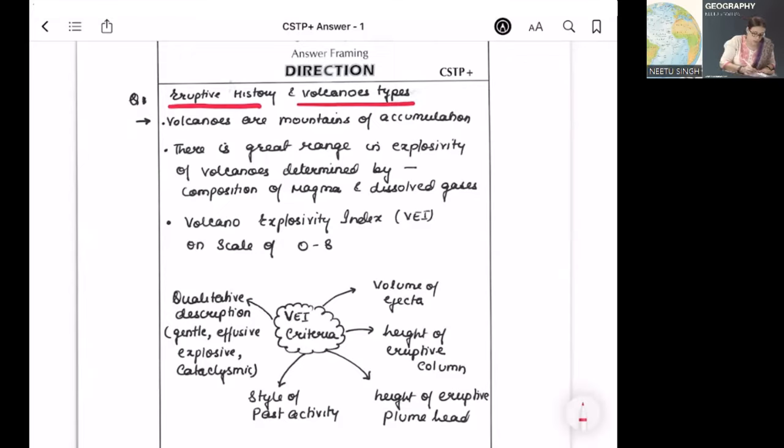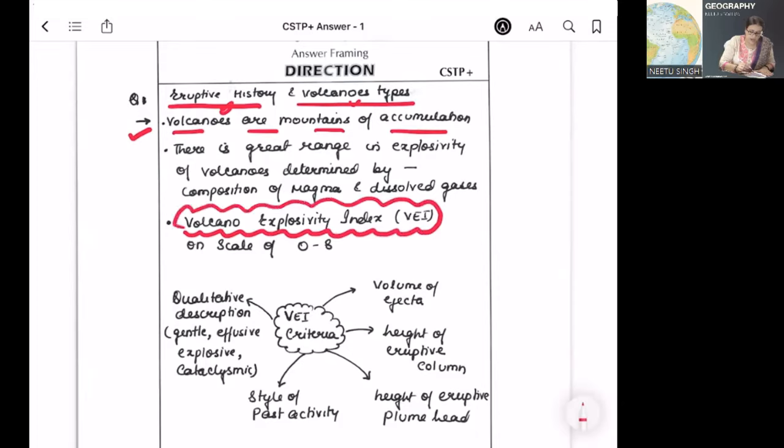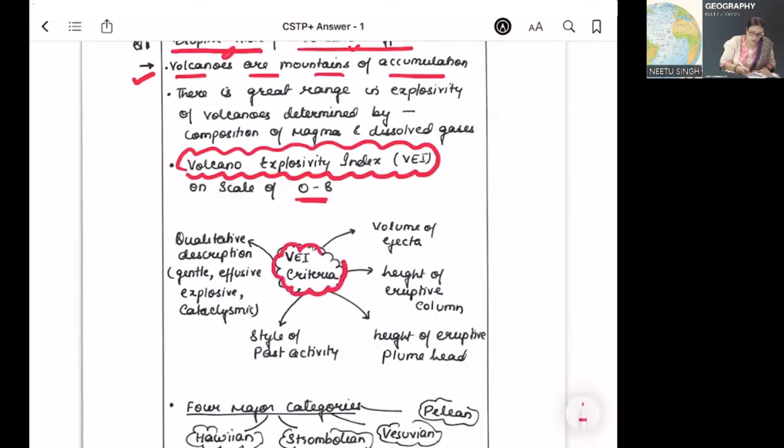Now, every aspirant by default will start with: the volcanoes are mountains of accumulation. They are second order relief features, we write it. And when we talk about the eruptive history and volcano type, what comes out as the make-or-break attempt is volcanic emission intensity. Once you have attempted volcanic emission intensity, which is 0 to 8, based on which criteria? Note it, this is called framing. You need to understand that I need to chart out all the important points that are required to be written. I have told the examiner that VEI has a 0 to 8 scale, like, for that matter, the Richter scale for earthquakes.